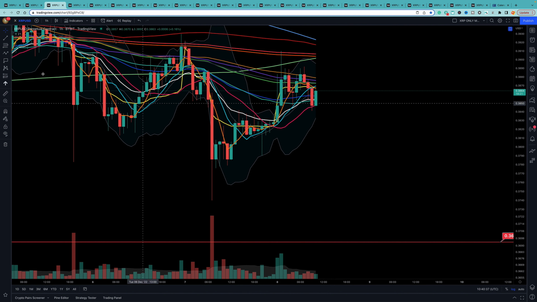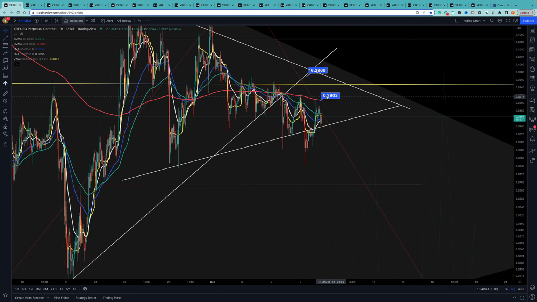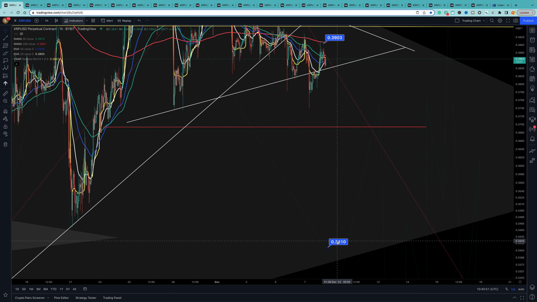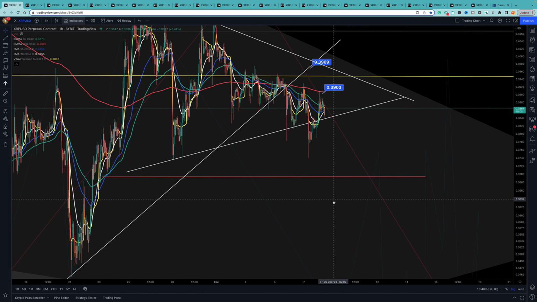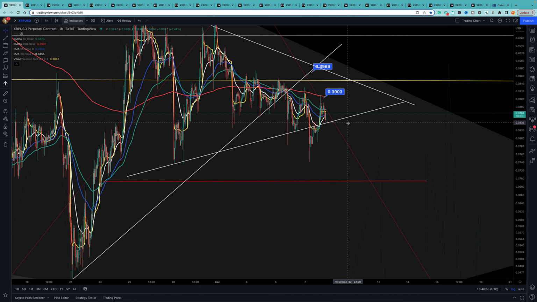But again, you can see it battling on, yeah. So now there was our short entry from yesterday. Yeah? That entry at 39.03, stop loss here, local target is 34.10. Yeah. And again, that's the breakout of this triangle. Yeah. So you can see that's still in play.